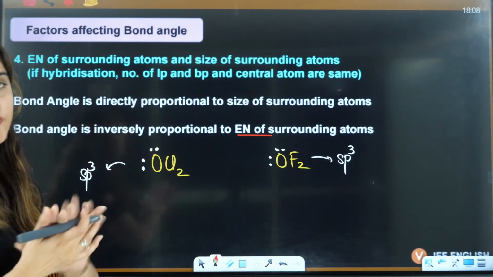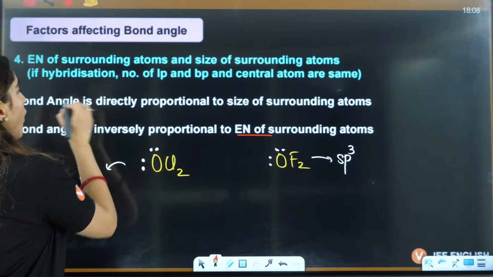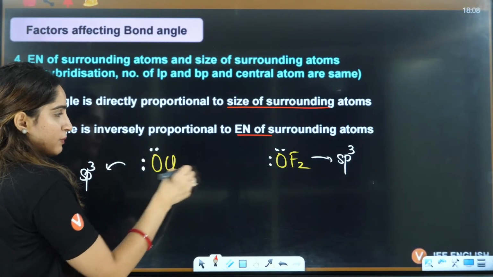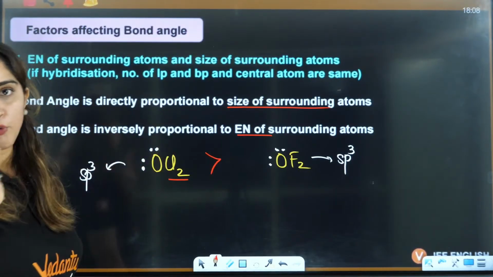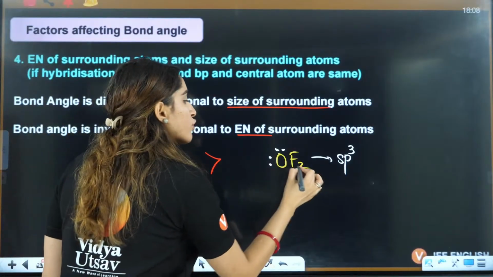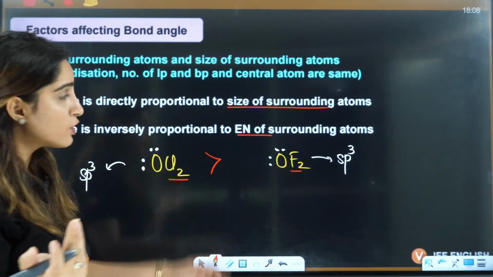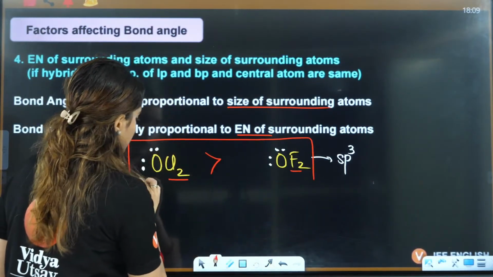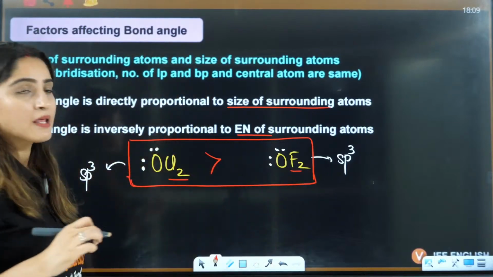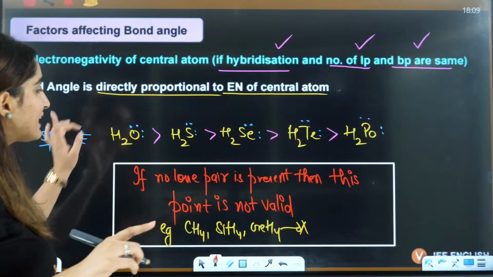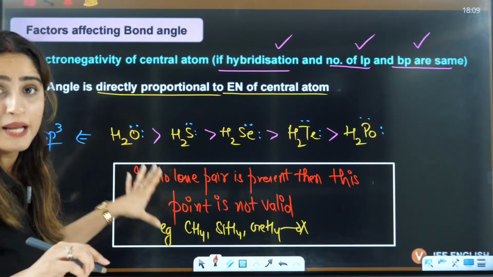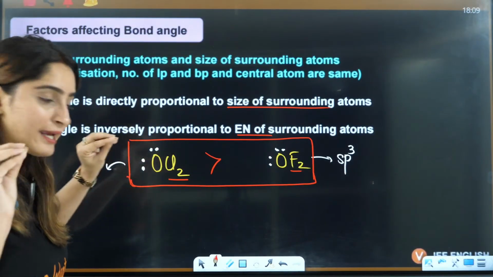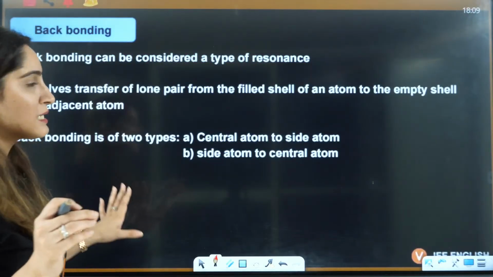But what about chlorine and fluorine? Here, bond angle is directly proportional to the size. We know that the size of chlorine is more, so bond angle will be more. Bond angle is inversely proportional to electronegativity. Fluorine has more electronegativity, so bond angle will be less. And that's how you can write this thing here. Here also the same thing: at least one lone pair should be present, then only you can apply this method. Otherwise, you can't apply this method here. Right? Okay?